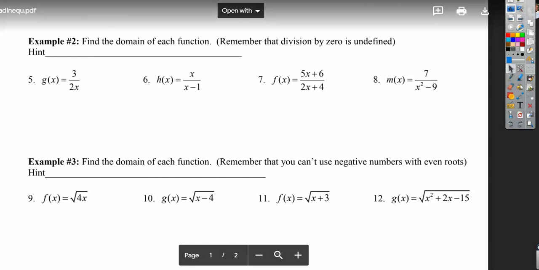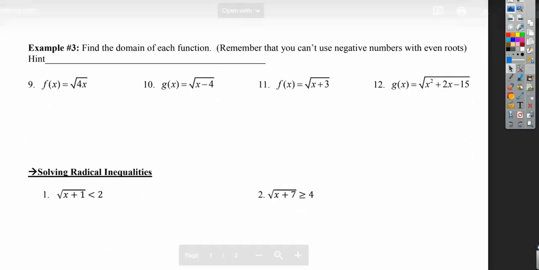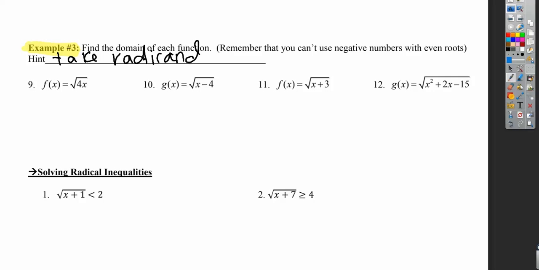If we look at the next set of examples, find the domain of each function when it's a radical function, which is really what we're focusing on because that's what this whole unit is. So what do I know about radical functions? Well, a square root function is not allowed to be negative, so I have to take what's in the radicand, which is what's underneath the radical house, and make it greater than or equal to 0, and solve, so x is greater than or equal to 0.